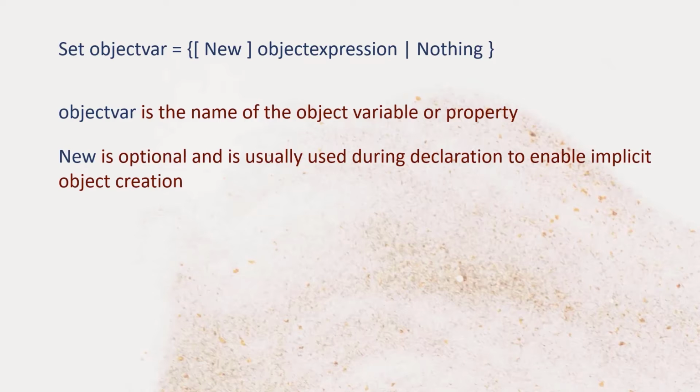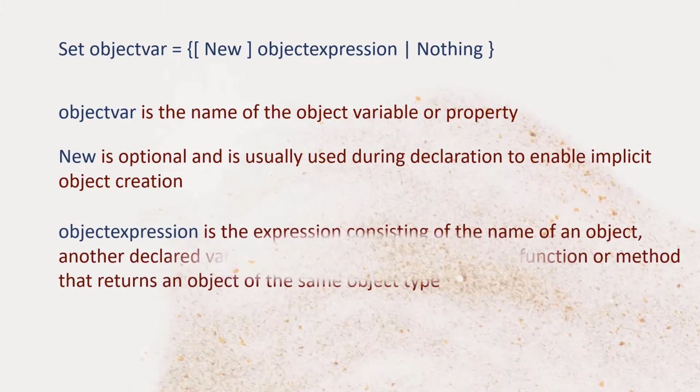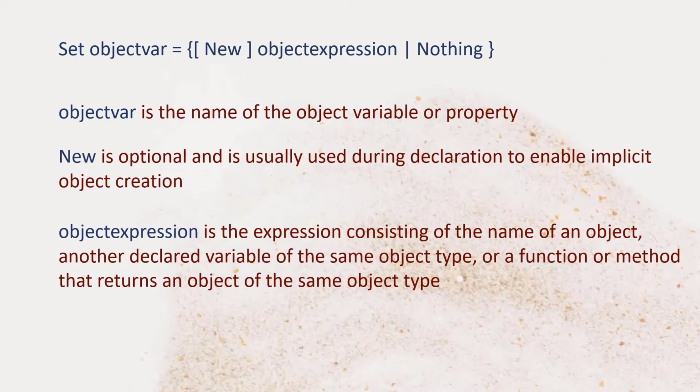For example, when we are interacting with the MS Word application object. The objectexpression is the expression consisting of the name of an object, another declared variable of the same object type, or a function or method that returns an object of the same object type.